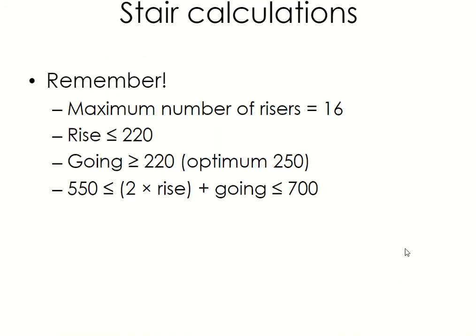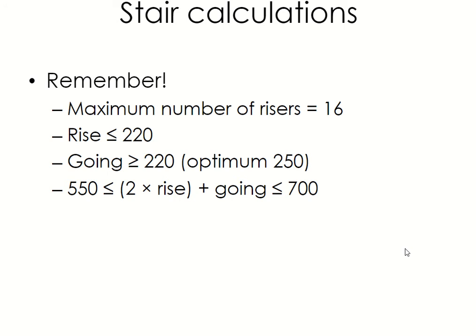Alright. Stair calculation, something that does come up if a stairs question comes up in your exam. The important thing to remember from what we've learned between today and last week, the maximum number of risers, in other words, the maximum number of steps in a flight of stairs, can be no more than 16. So you need to remember that. The rise, you have 220. And then the going can be no less than 220 as well. Again, remember the optimum is 250.